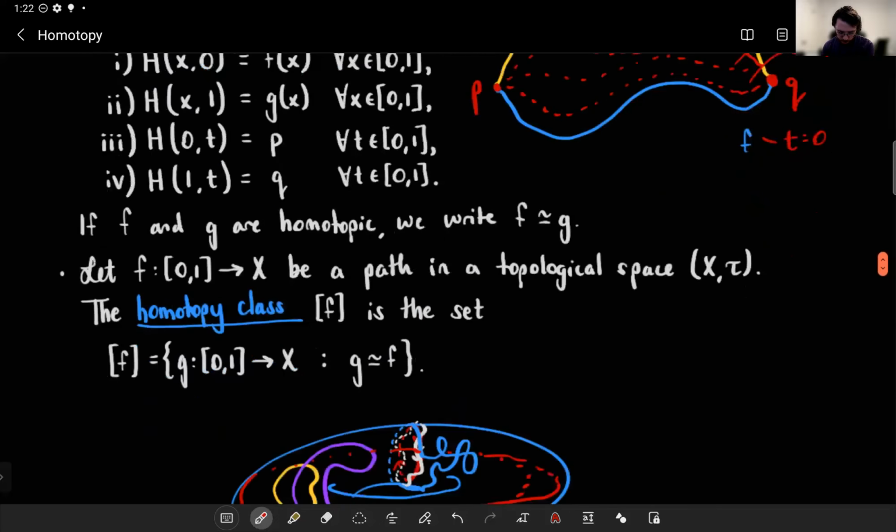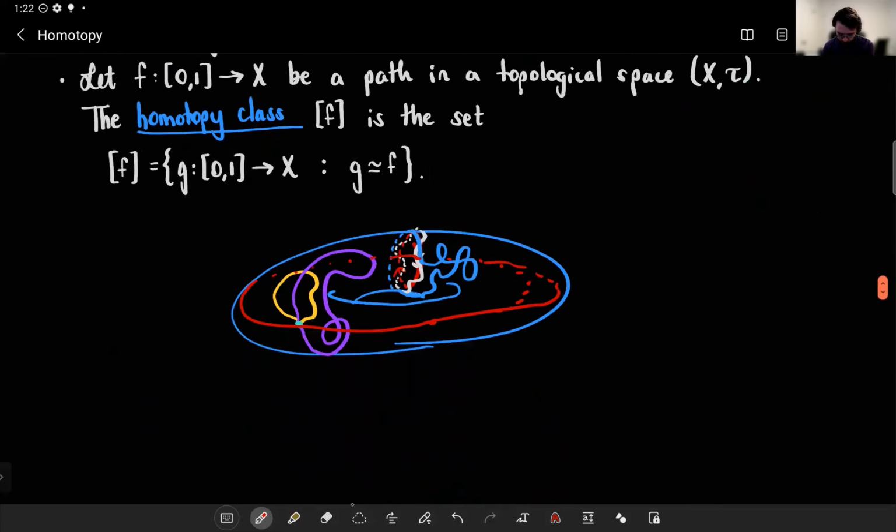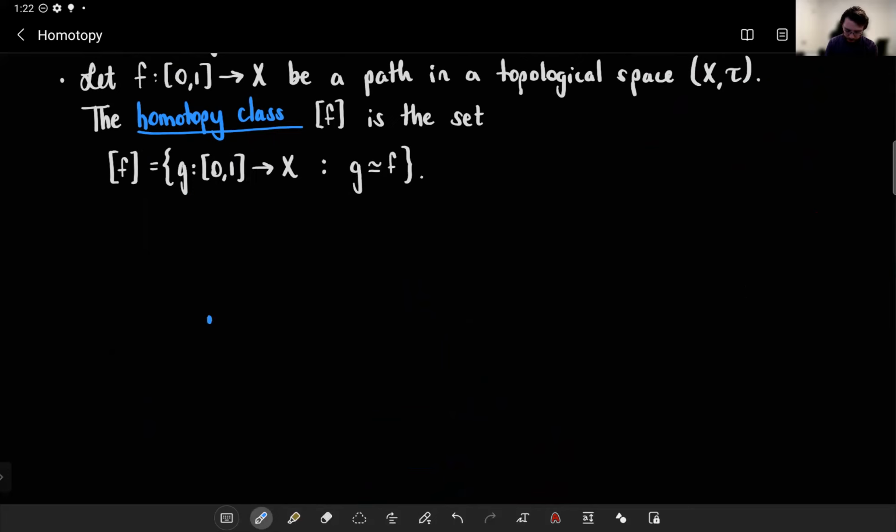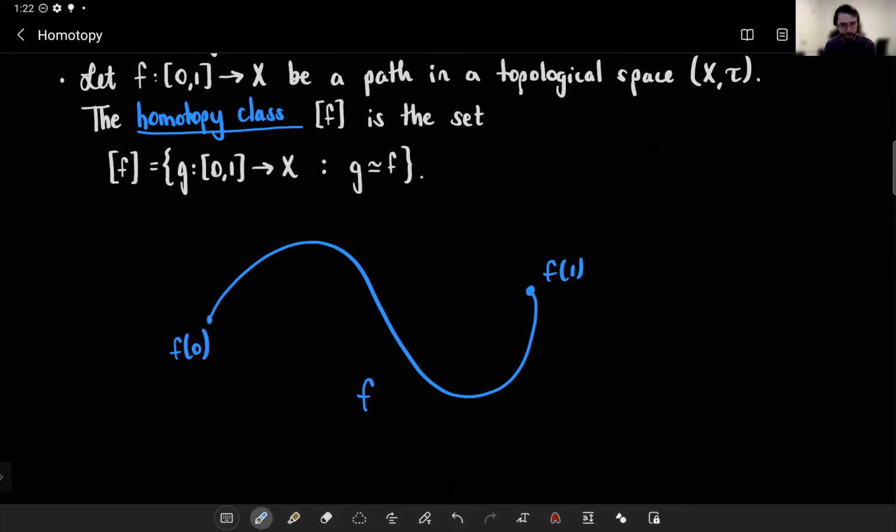And perhaps it's worth mentioning why this is an equivalence class. It's an equivalence class because, first of all, any path I draw, this is my function f, starting at 0, ending at 1, so it's a path, it's continuous. F is always deformable into itself. Trivially, I could do the do-nothing homotopy. Just leave everything where it is, don't deform it at all. So it is reflexive in the sense that every path is homotopic to itself.